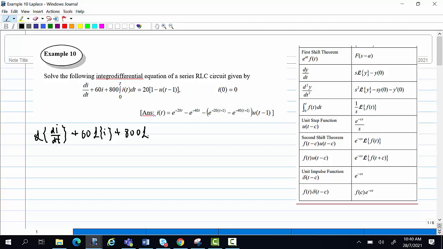times the Laplace transform of the integral from 0 to t of i dt, equal to the Laplace transform of 20 times (1 minus u(t minus 1)).